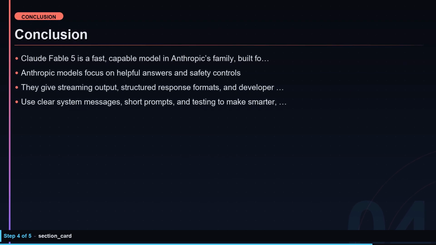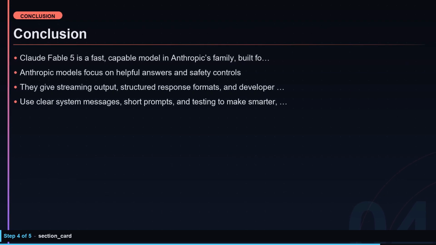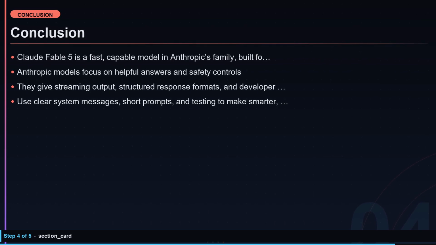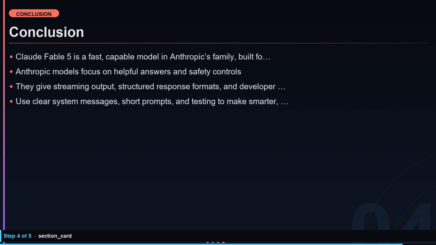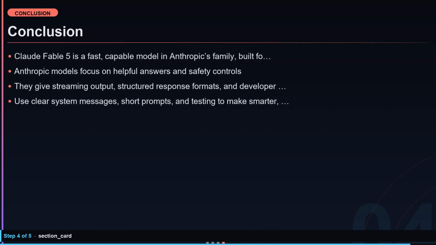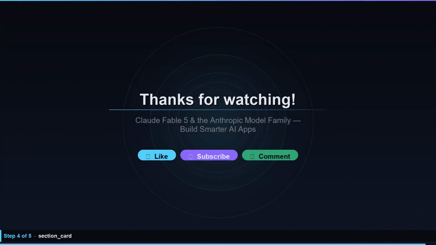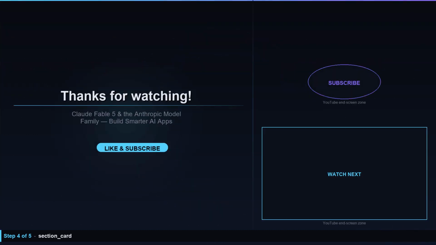Claude Fable 5 is a fast, capable model in Anthropic's family, built for coding, reasoning, and creative tasks. Anthropic models focus on helpful answers and safety controls. They give streaming output, structured response formats, and developer settings so you can shape behavior. Use clear system messages, short prompts, and testing to make smarter, safer apps.